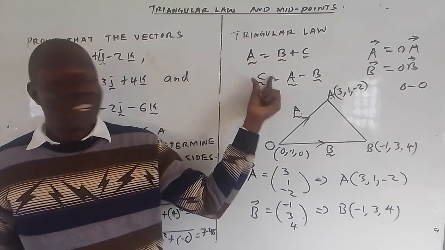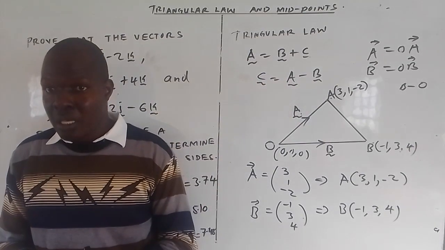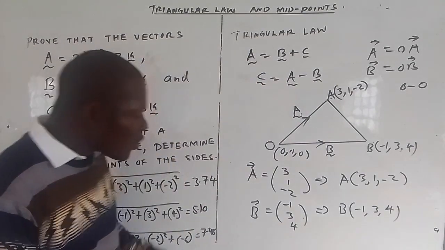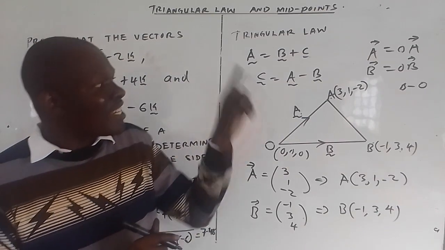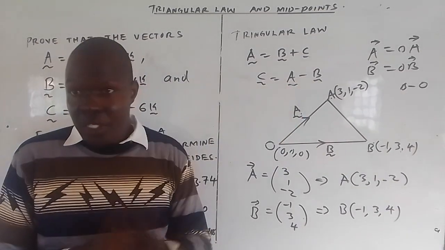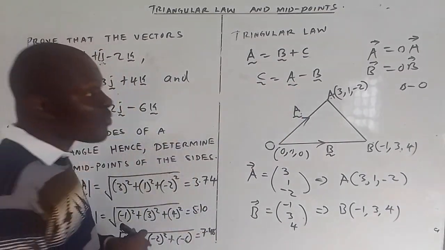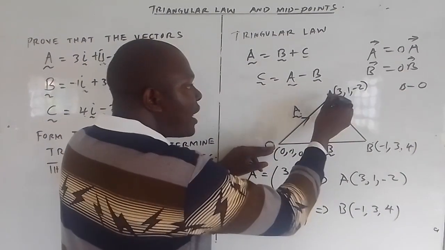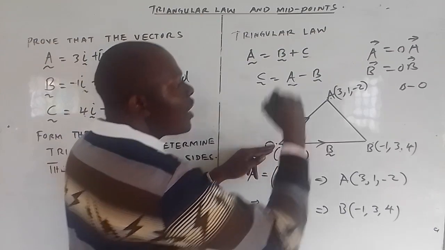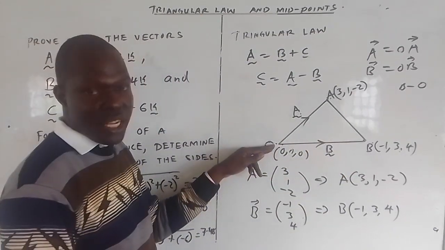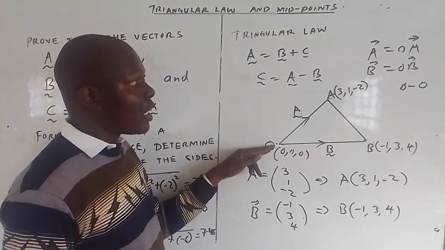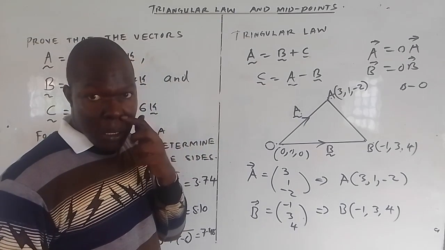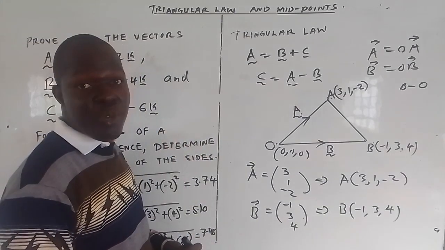And what is C? C is A minus B. So now tell me, why are you getting C to be A minus B? Because for you to get C, you move from here. So you can move from A to O, then O to B, isn't it? C is A minus B. What is A minus B?